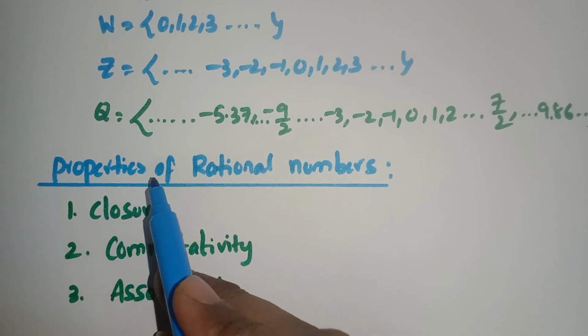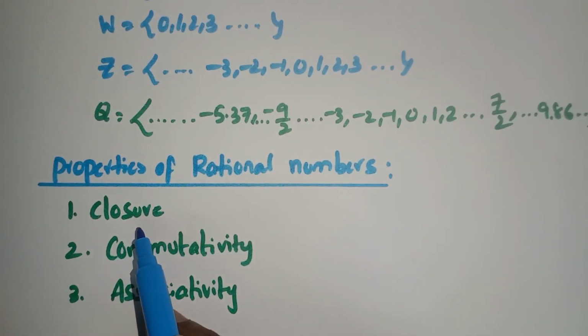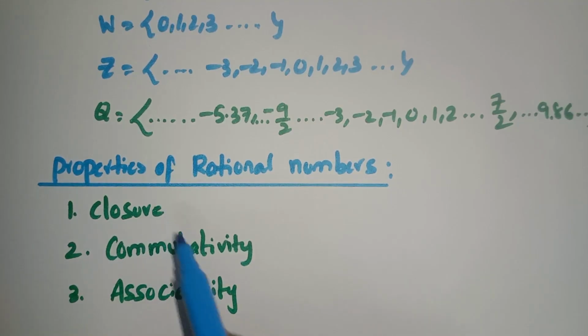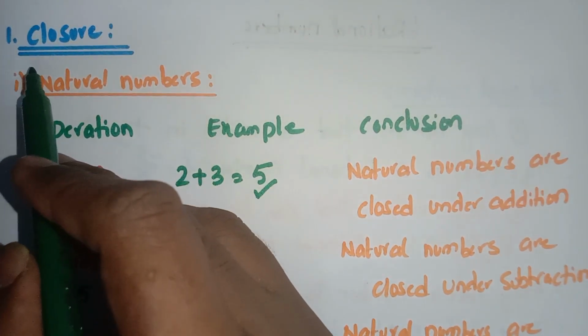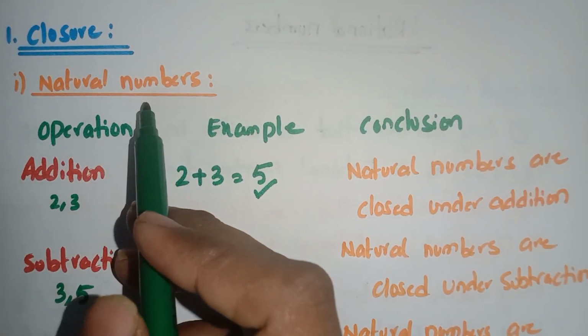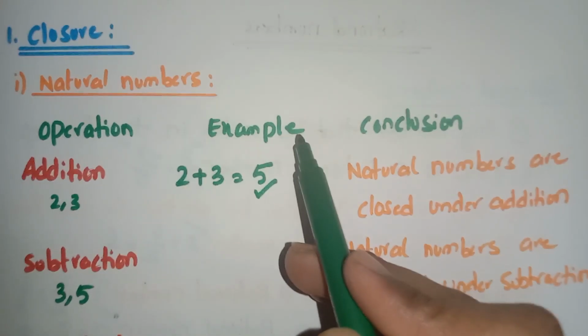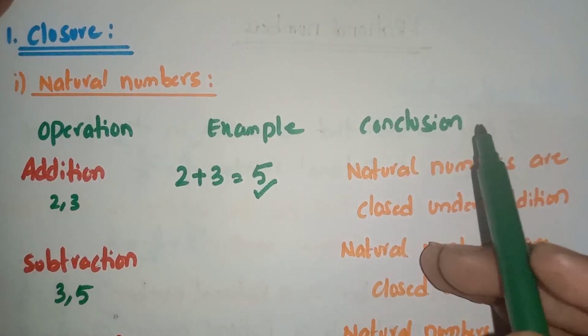Coming to the properties of rational numbers, we have three important properties of rational numbers, that are closure, commutativity and associativity. Let us discuss closure property with respect to natural numbers. We have three columns, that are operation, example and followed by conclusion.